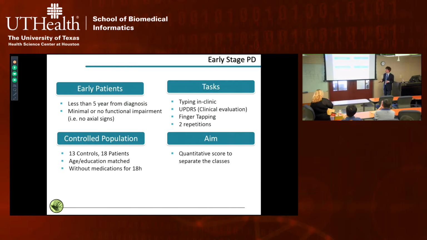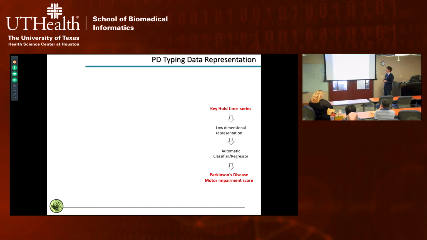The aim was to create quantitative scores to actually separate the classes with their absolute values, something that we could not get with the first experiment. The first thing we tried was running exactly the same features, and it didn't work. So we had to go back to the drawing board and think about another type of technique.